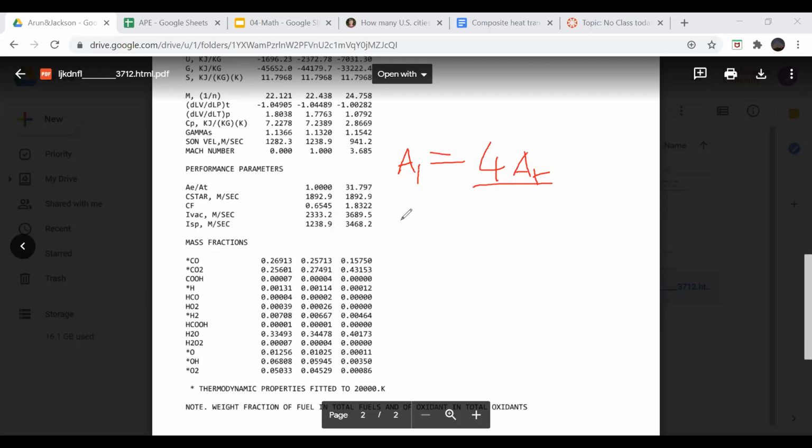Because m dot equals rho A V, that we were just talking about. Increase the cross-sectional area, you decrease the velocity in that section. So that's pretty much why this is the way that it is. Yeah, don't think into it too much.